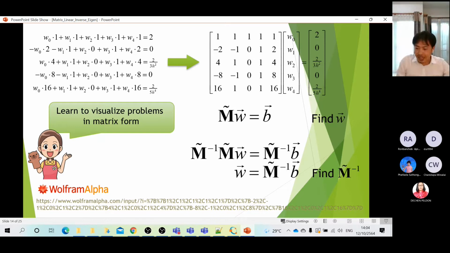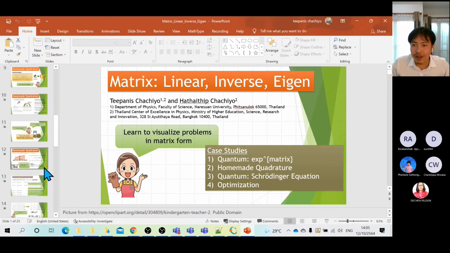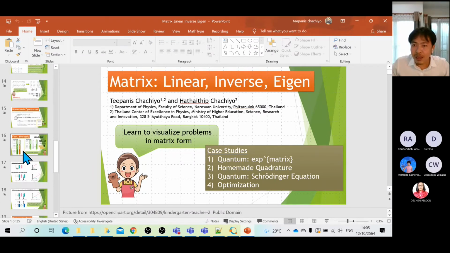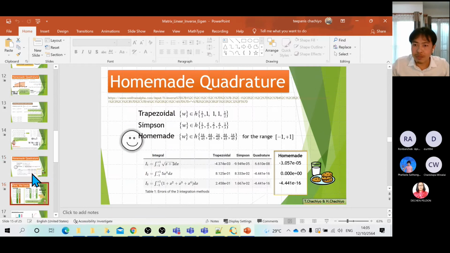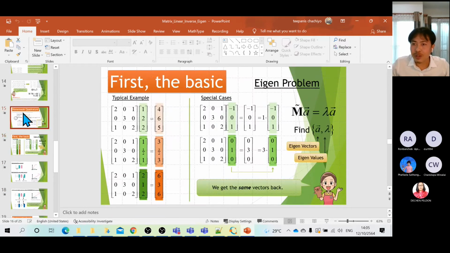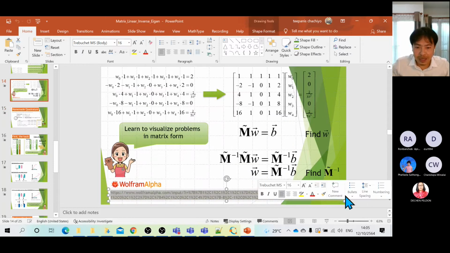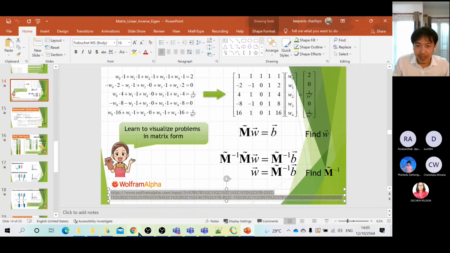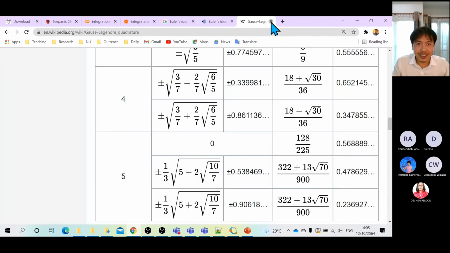And I have here as an example for you, you can use Wolfram Alpha. You can put any matrix you like, and you get back all kinds of information about the matrix. Let's do that here, live. Where's my matrix? It's my homemade quadrature. There you go. I can copy this link, which I put online, and then put it in.